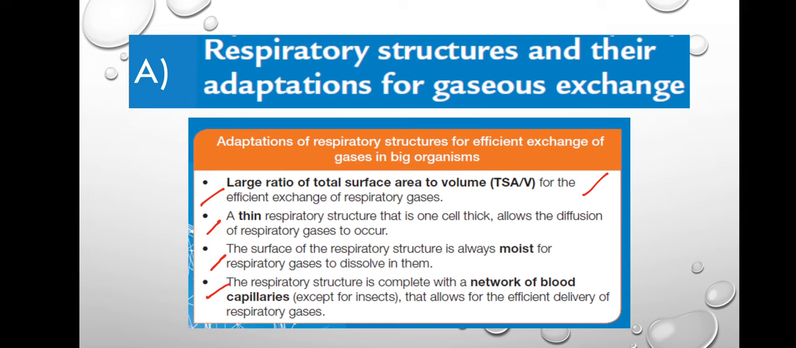Then they must have a thin structure, and it must be moist. And of course the last one, they must have a network, meaning a lot of blood vessels. Regardless of where they are or which category, in order to make sure sufficient oxygen and carbon dioxide can be released and absorbed, they must follow the 4 we call the adaptations here.